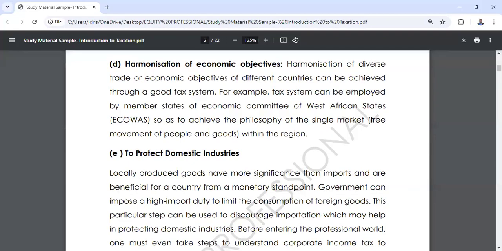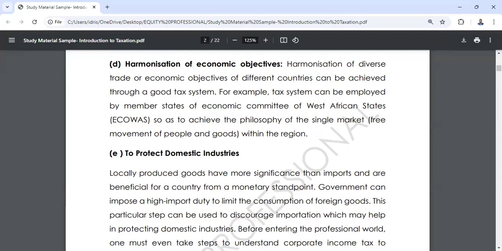anytime they import goods, I'm just giving an example to protect domestic industry. They will give them some discount on the import duty that they will pay, as compared to a multinational company or foreign company. So government collects tax to protect domestic industry or local industry, meaning that government imposes more tax on foreign or multinational companies, and they give tax incentives, tax discounts to local industry.